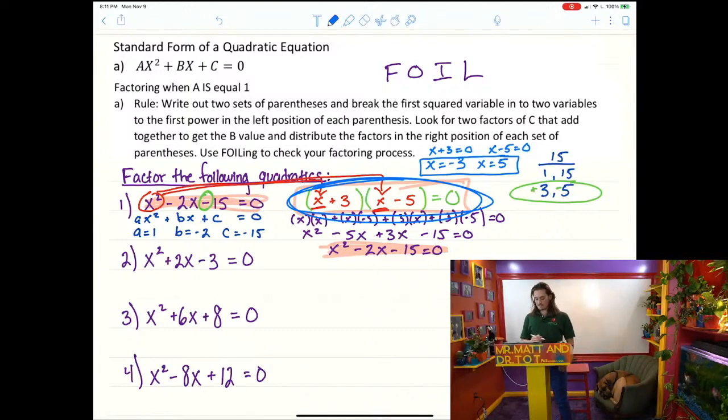Otherwise, I'm going to give you 5 minutes. I'd like you to look at 2, 3, and 4, and then we'll go through the solutions and move on to when A is not equal to 1. I'll keep track of the time in the upper right-hand corner, and I'll update it every minute.